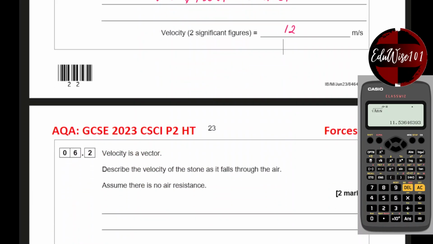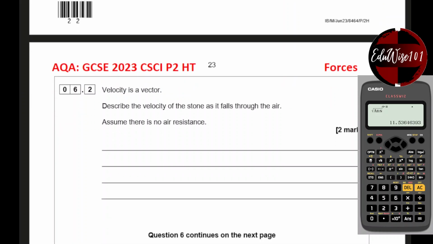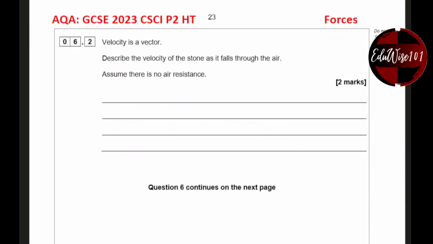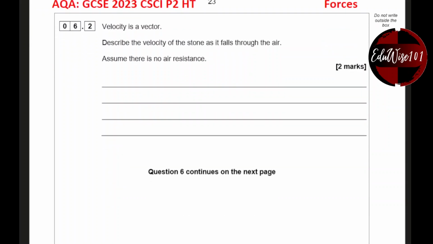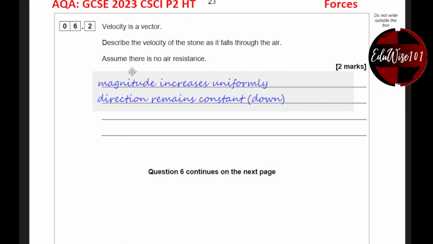Next question. Let's get rid of the calculator. Velocity is a vector. Describe the velocity of a stone as it falls through the air. Assume there is no air resistance. Now, because velocity is a vector, it should have a magnitude and a direction. So you need to describe what is happening to the magnitude and the direction of the stone's velocity as it falls through the air. So the magnitude, obviously, because it's speeding up, is increasing uniformly, but the direction remains the same. So direction remains constant, which is downwards.